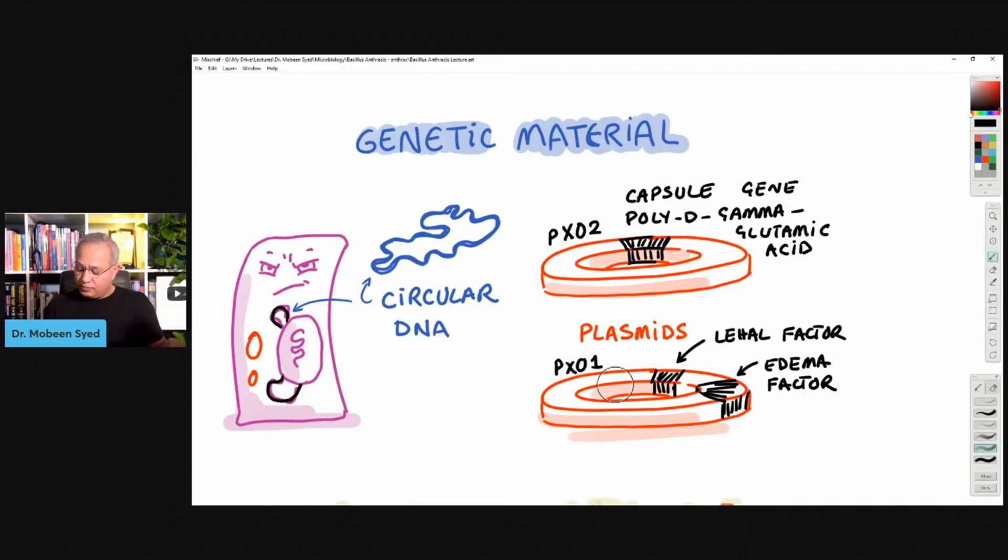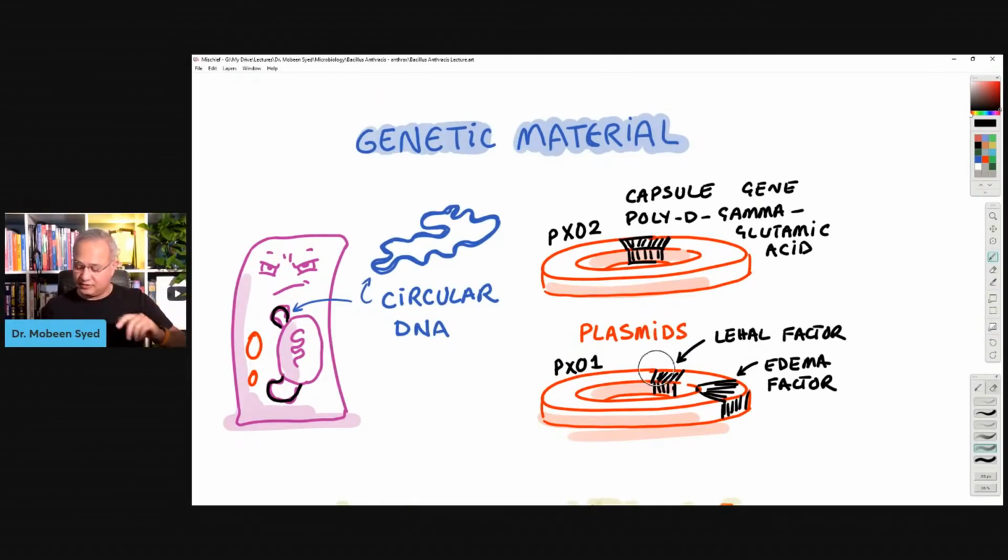Then the second plasmid, PXO1. So Dr. Yo is here. Dr. Yo is saying, is it true Dr. Bean is running for president? That will be interesting. So yes, Dr. Yo, I will do that. So the ticket will be Dr. Mubin and Dr. Yo. You can decide who becomes the president and who's the VP.